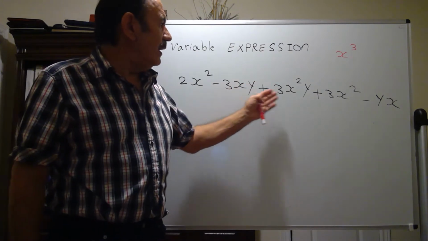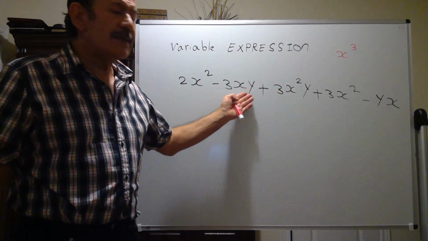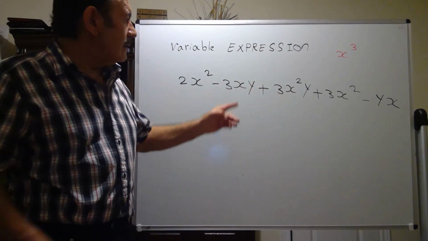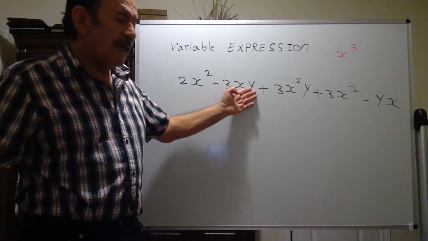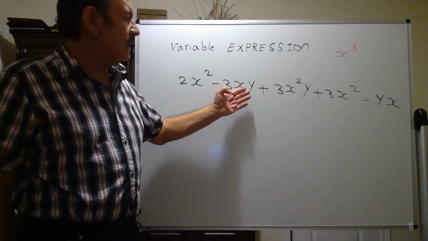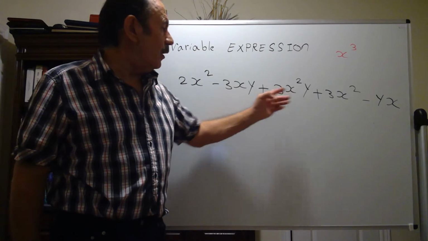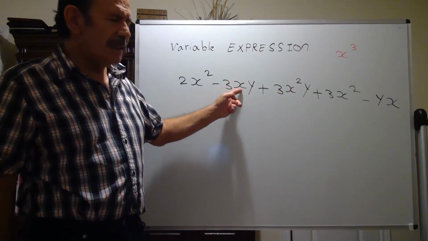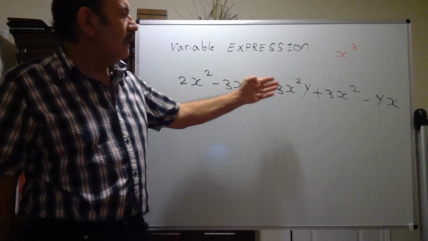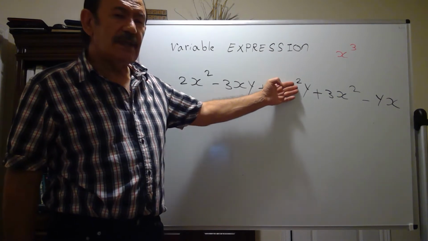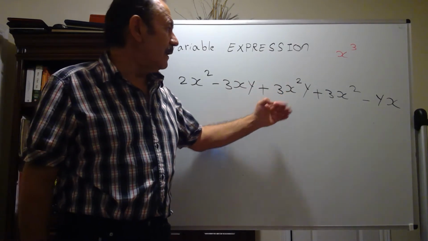And xy and x square y, again these two are not like terms. Even though both have the same variables, x and y, the exponent of x in this one is 1, and the exponent of x in this one is 2. So these two are not like terms as well.